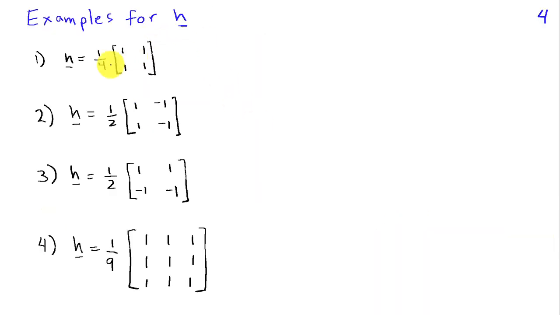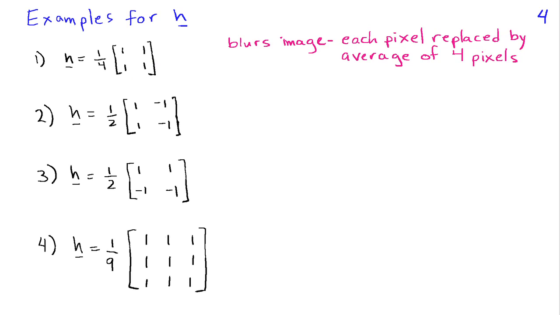So let's consider a couple different choices for H. Here I've got one where H is 1/4, and then I've got 1, 1, 1, 1. So what's going to happen in this case is that I'm going to get the mn pixel by taking an average of the 4 pixels in the vicinity. This blurs the image then, because when I replace the pixel by the average of 4 pixels, I'm losing the resolution or the details that are present in pixel by pixel variations.